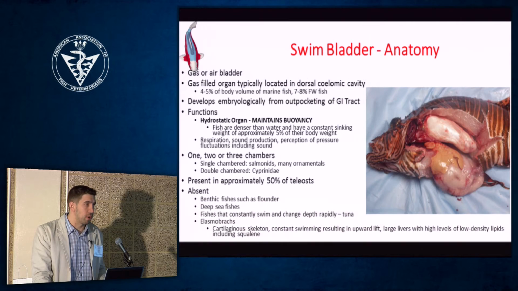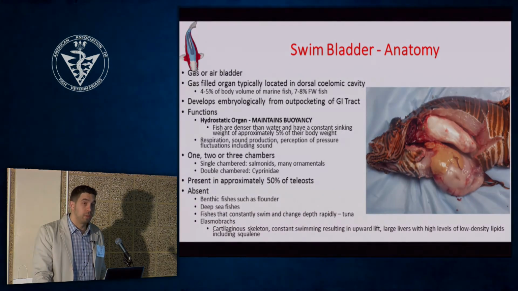And then those of you guys that work with elasmobranchs will know that they do not have a swim bladder, but they have other mechanisms to aid in buoyancy, like a cartilaginous skeleton, constant swimming resulting in upward lift, and large livers with high levels of low-density lipids, including squalene.